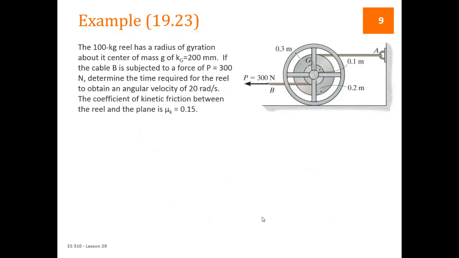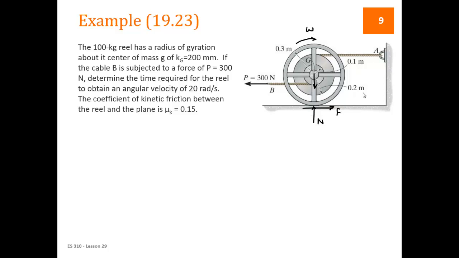So one final example, let's take a look at this spool. We have a spool. There's a normal force, there's a weight, and there's a friction. If we're pulling it this way, the spool would be turning this way, which is why the friction is going that way.